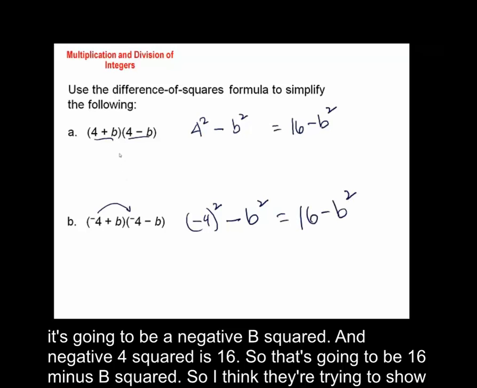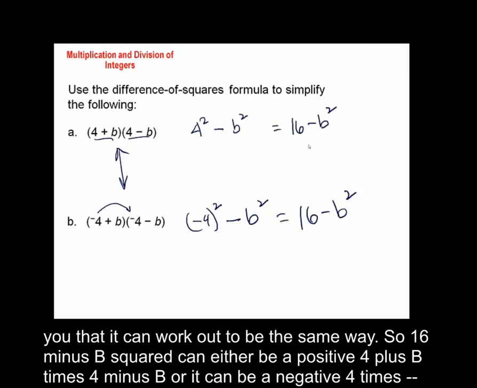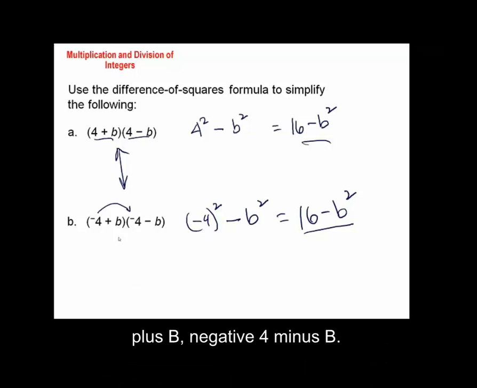So I think they're trying to show you that it can work out to be the same way. So 16 minus b squared can either be a positive 4 plus b times 4 minus b, or it can be a negative 4 plus b, negative 4 minus b.